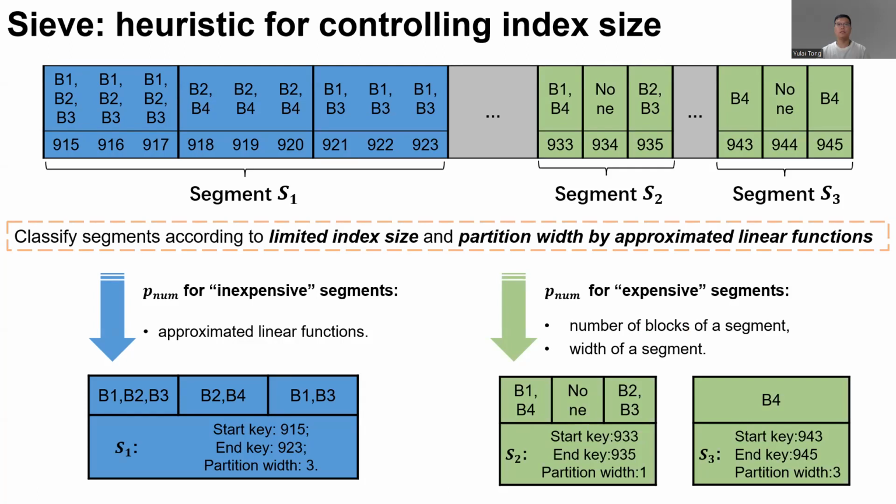On the contrary, for expensive segments with a small partition size, we use a heuristic score to evaluate them. Intuitively, expensive segments with a larger size and number of blocks may cause more false positives. Therefore, the score for the expensive segments is calculated based on these two metrics, and the remaining partitions are assigned accordingly. As shown, since segment 2 contains more blocks, more partitions are assigned to it. By limiting the number of partitions in this way, SIEV is able to limit its size while avoiding large false positives.